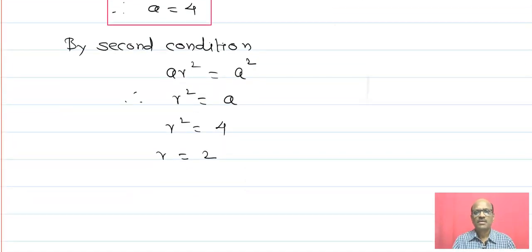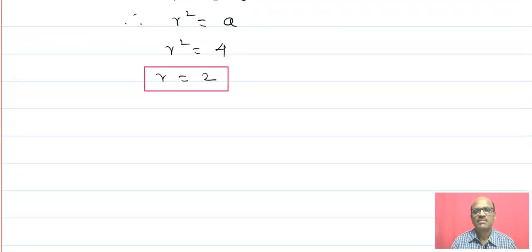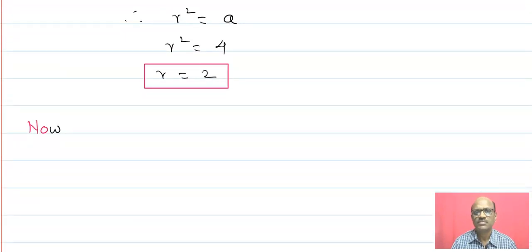Therefore, the fifth term is the square of the second term. Therefore, ar squared is equal to a squared. Therefore, r squared is equal to a. r squared is equal to 4. Therefore, r is equal to 2.